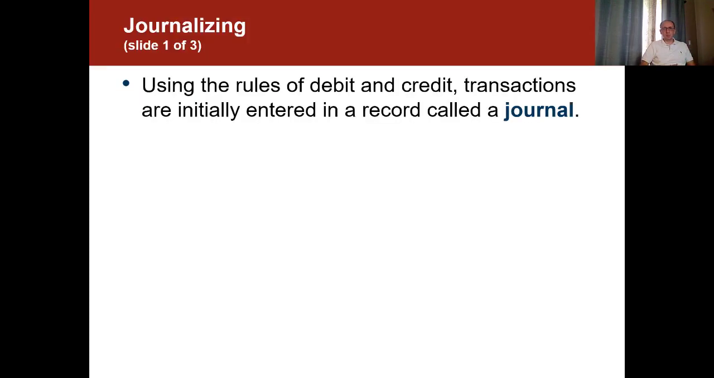And now let's talk about something very important in accounting, which is journalizing. So what is journalizing? Journalizing is the first step where we record a transaction in something called the journal. So using the rules of debit and credit, transactions are initially recorded in a record called a journal. Some people have their own journal or a diary. In businesses, we have a journal. The journal is where we record transactions, and they have to be recorded using the debit and credit language that we just learned.